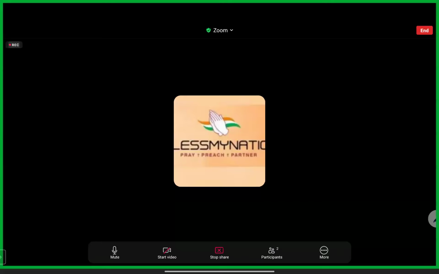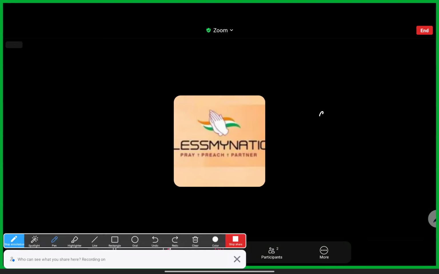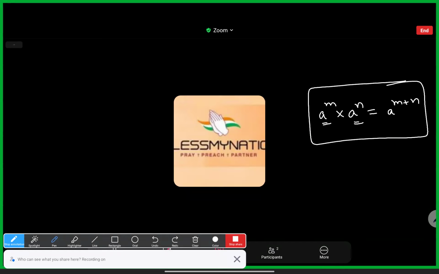a power m into a power n we discussed. Then the next law is with the same base. For example, a power m into a power n. You observe here the bases are same, then it will become a power m plus n. Then how can we do the sums on this? It means that in this case, powers get added. Okay, Ishwar? Yes, sir. Powers get added.